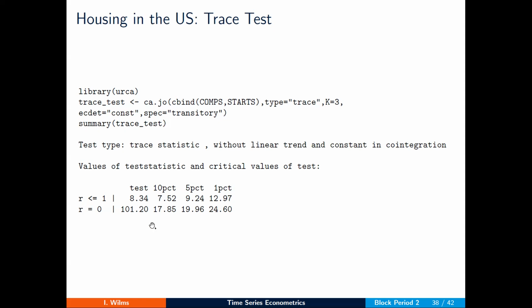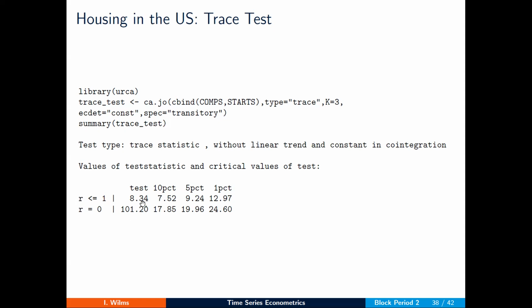Now the output from the test is reported over here, and you should read it from bottom to top. Because first we test the null of no co-integration, so co-integration rank r equal to 0. The value of the test statistic is given over here, and since the value of the test statistic exceeds the 5% critical value, we reject the null hypothesis that there is no co-integration. And so we should continue testing for at most one co-integration relation.